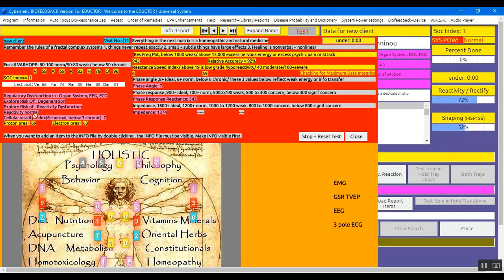Let's also take a look at the VARHOPE values. Normal VARHOPE values here are between 80 to 100 as indicated here. Anything below 80 is considered weak, or below 50 is considered chronic. V is for voltage. It energetically reflects stress related to the adrenal function and willpower. A is for amperage. It energetically reflects stress related to brain function, serotonin, and life force.